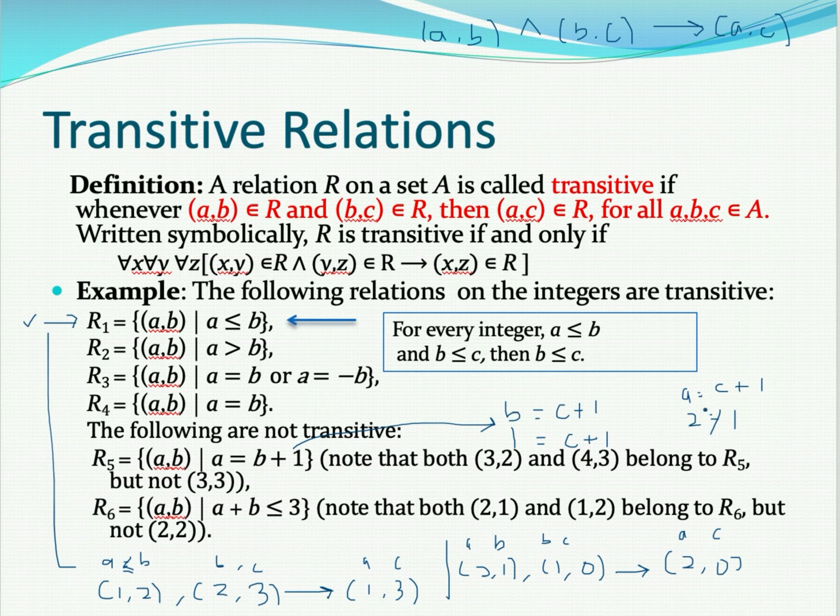There is no way for the 2 to be equal to 1. Hence, the R5 is not transitive. You can check for the R6. You can use the same argument. Alright?